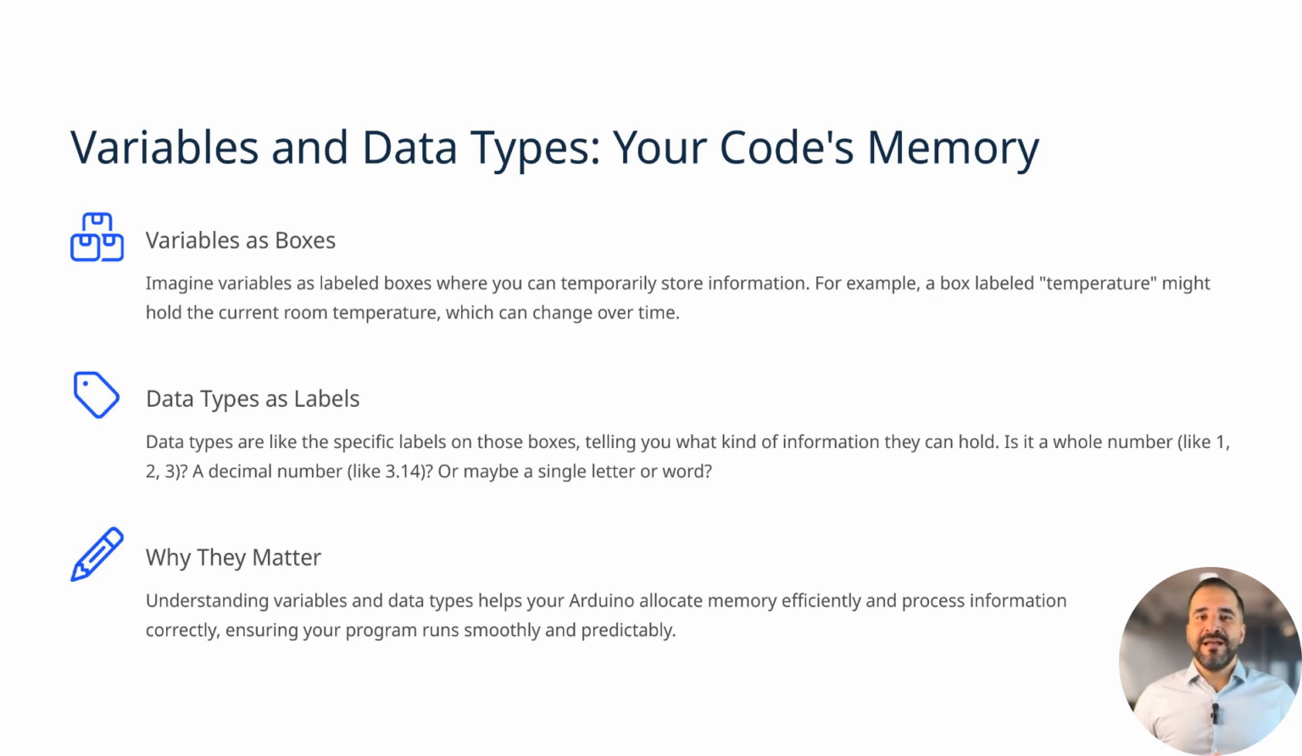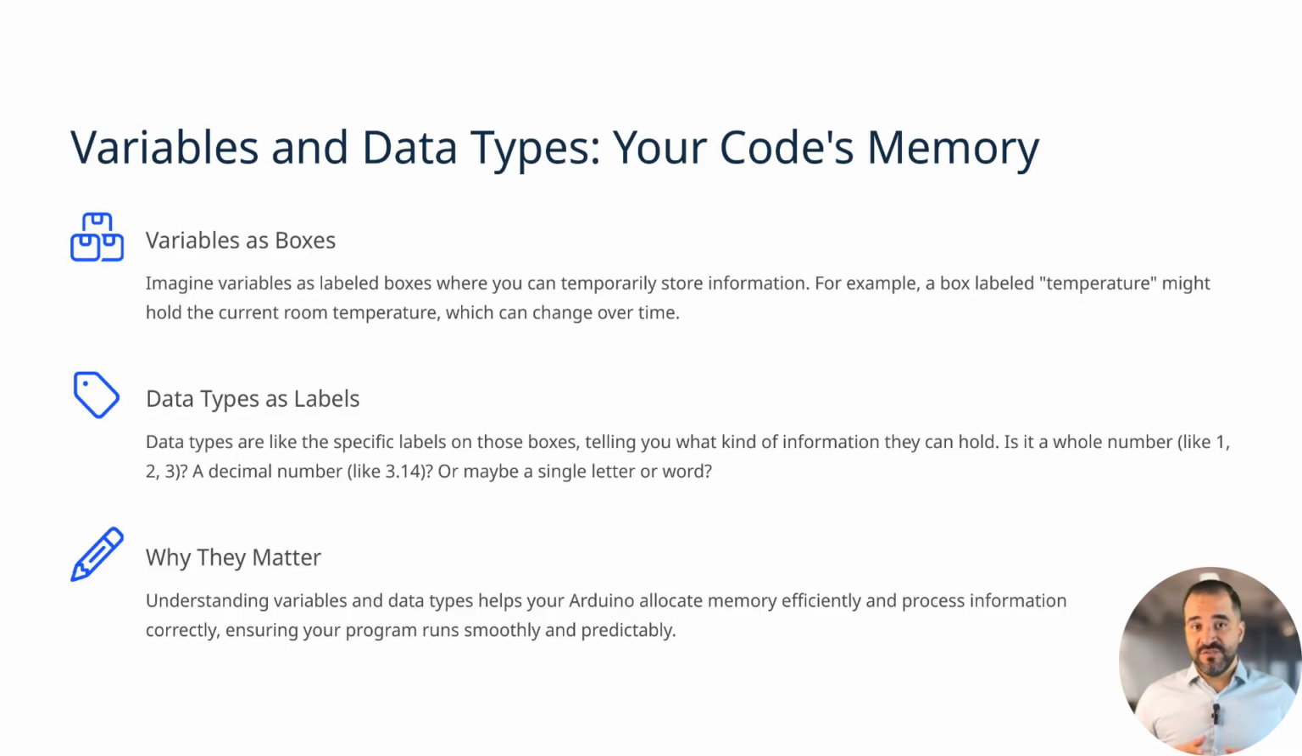Equally important are data types, which act as labels that tell the Arduino what kind of information each variable holds. For instance, int stores whole numbers like 25 or 3. Float handles decimal values like 23.5. Char stores single characters like A or B. Choosing the right data type helps Arduino manage memory efficiently and interpret data accurately.